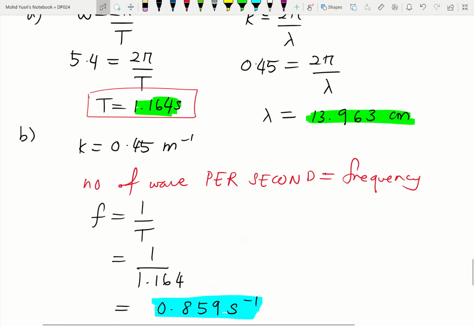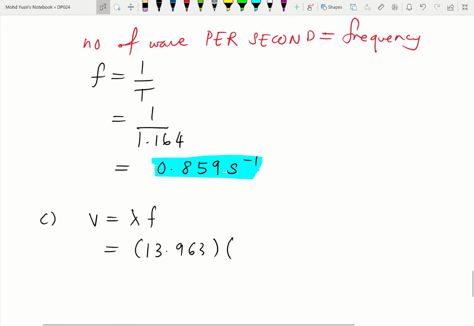Okay, so jawapan akhir pada B dan jawapan akhir pada A digunakan untuk pengiraan dalam soalan C. So saya ambil lebih 3 titik perpuluhan untuk mengelakkan round off error. So 13.963 times 0.859. Okay, that's frequency, and the answer for velocity is equal to 11.99. Okay, x and y are in centimeter, so centimeter per second. Okay, so itu adalah jawapan bagi C.